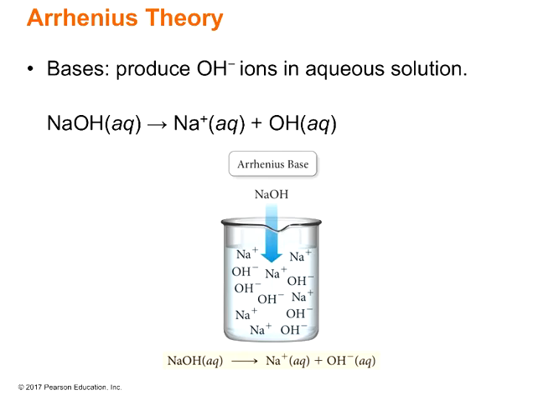Now, according to this same theory, bases produce hydroxide ions in aqueous solution. So again, we've seen this example before of sodium hydroxide, and that will produce sodium ions and hydroxide ions. And I'm actually missing my negative sign there. All right, so nice and simple.